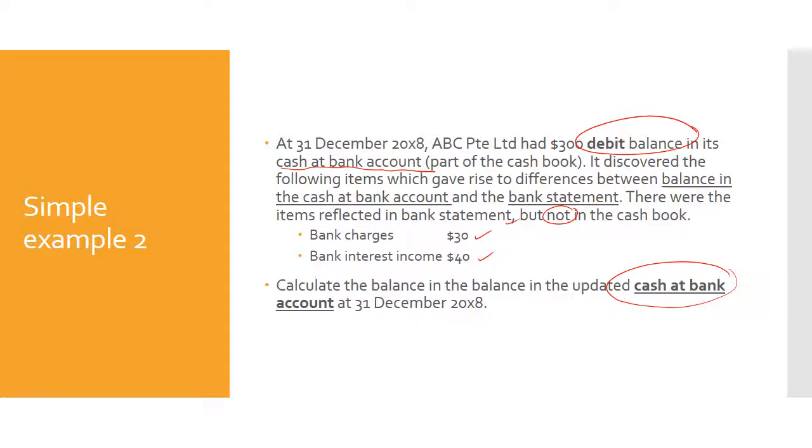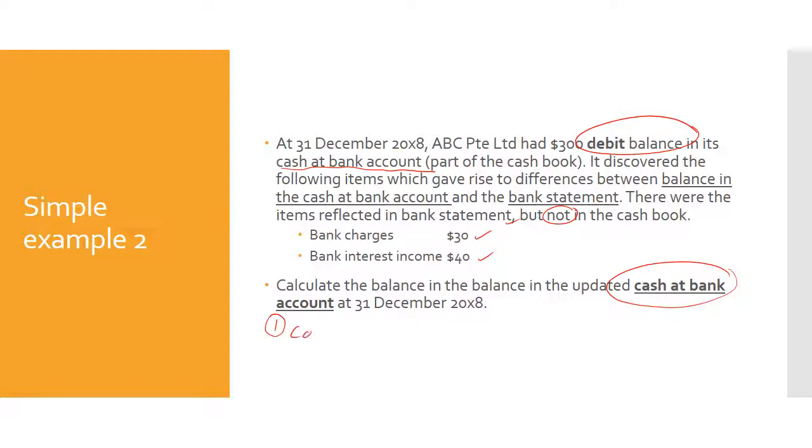There are a few ways to do it. One of the simplest ways is just to do addition and subtraction. The other way is to draw up the T account, but I suggest that you do not waste time drawing the T account because in the FIA exams for FA2 there is very limited time, so it's wiser to just use addition and subtraction to get your answer.